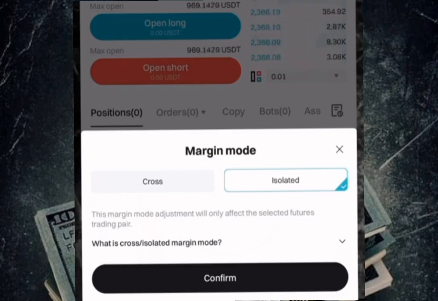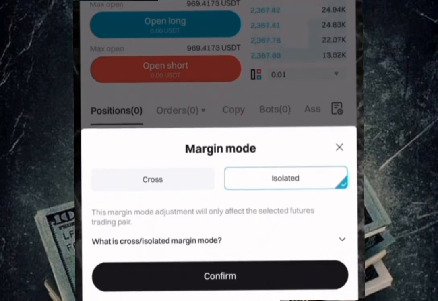Let's say you enter another trade with, let's say, $300, and then you also lose that trade. It is only that $300 you used to enter the trade that you will lose. The remaining money in your wallet is safe. So that's the difference between isolated margin and cross margin.